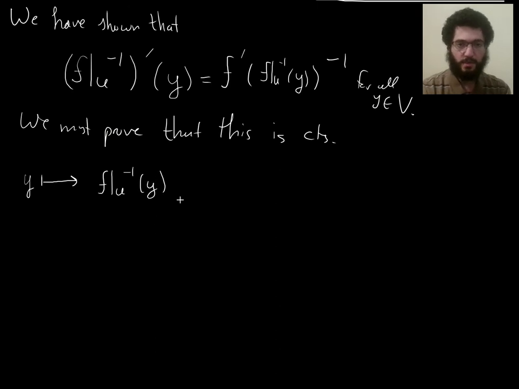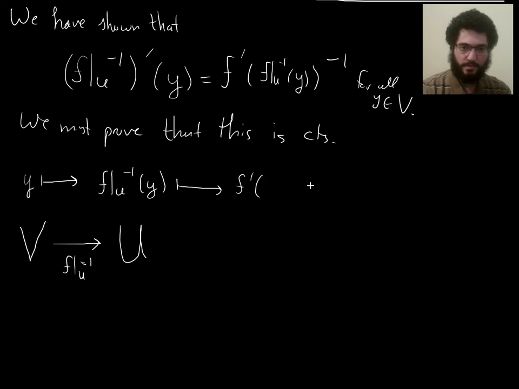Okay, let's follow along in terms of sets and mappings, what's happening. y came from the set V, and then after we apply the function f restricted to U inverse, which has domain V, we end up in U. Then what do we do? We apply f prime. So we map that to f prime of what we had previously, f restricted to U inverse of y. And then we take the inverse of that linear map. So this will be a linear map, and then we take the inverse.